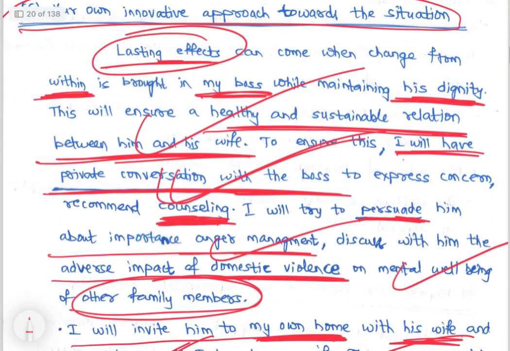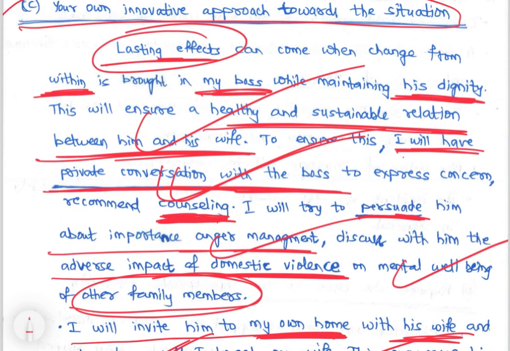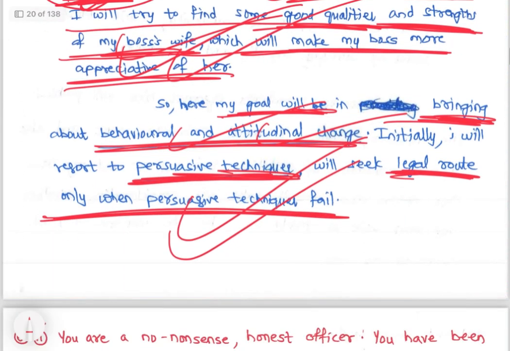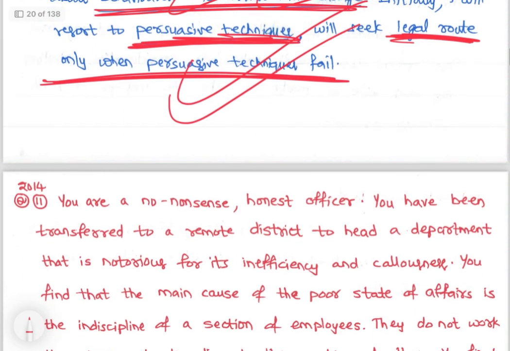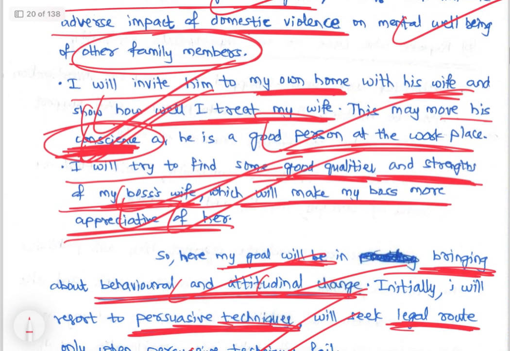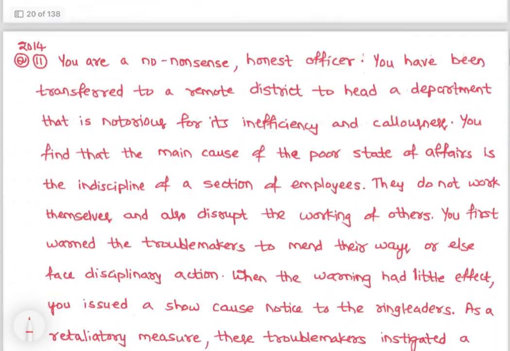See, again, look at the arguments we are giving, look at the terms, counseling, persuade करना. ठीक है, right, then bringing, using persuasive technique, conscience, right, all these things will fetch you good marks. Right? So this is the third case we are discussing in the essay. Right? Then I will give you one homework case.